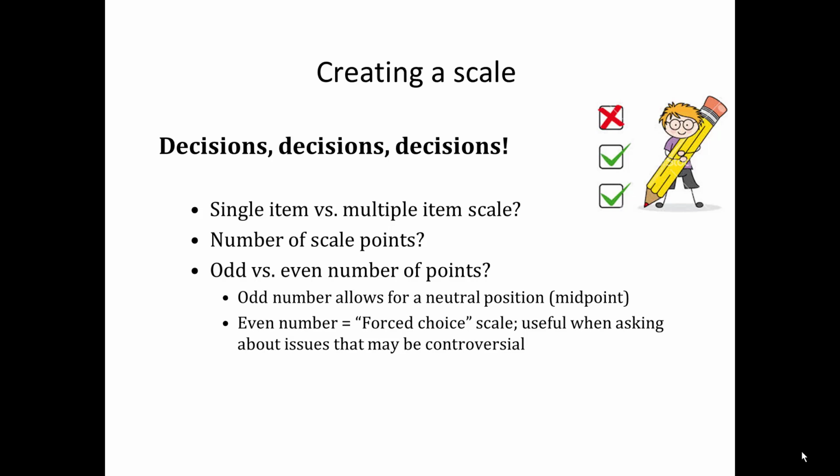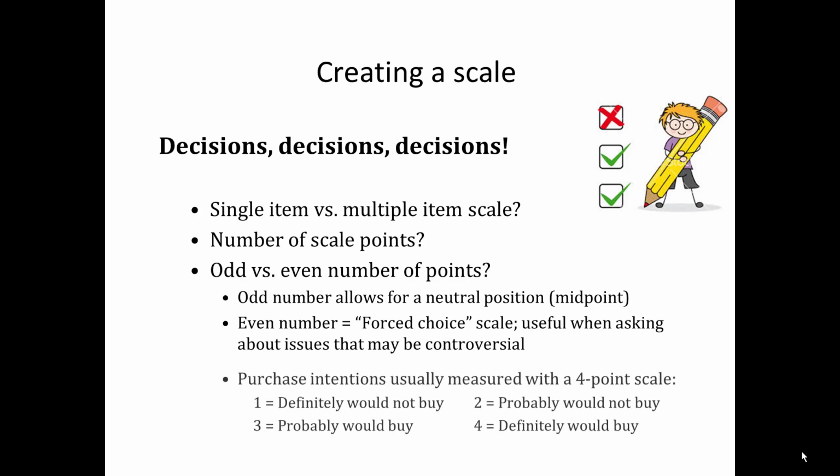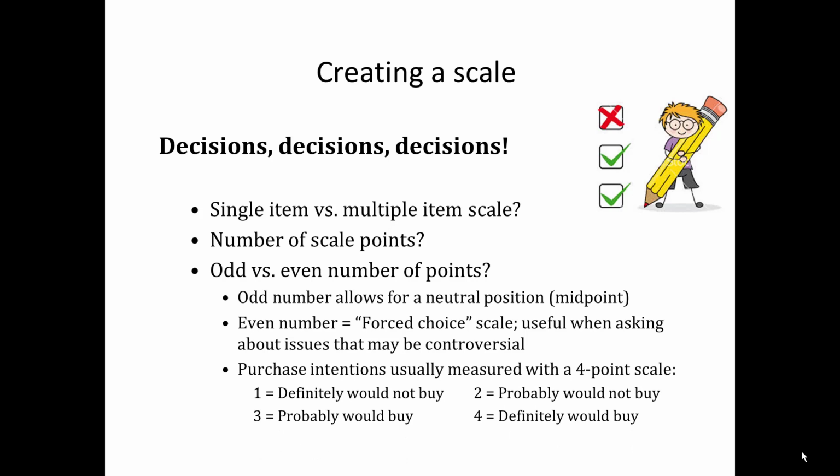However, sometimes an even number of points is better. For example, when you want to know which way the respondent is inclined and a middle position is not helpful to you, you can use a forced choice scale. In measuring purchase intentions, we often use a 4-point scale that goes from definitely would buy to definitely would not buy, so that we get an idea of which way the respondent is inclined.